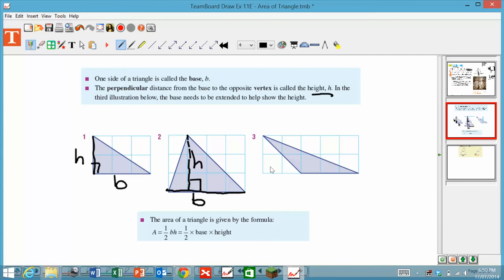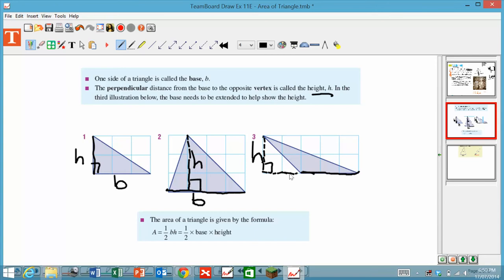This one's a little bit different. Let's say this is the base, but how do we find the height? If the base is over here, it's a bit challenging to find the height, but it's not actually that challenging because here's our vertex. So we extend that base out with an imaginary line, and then we can draw our perpendicular 90-degree line, and that is still our height. So the height doesn't actually have to be physically part of that triangle.